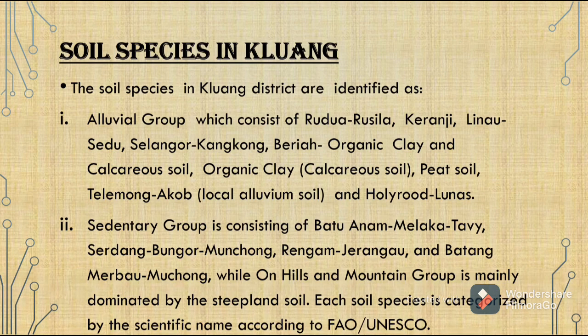Second, the sedentary group consisting of Batu Anam, Melaka-Tavy, Serdang-Bungor-Munchong, Renggam-Jerangau, and Batang Merbau-Munchong, while the hills and mountain group is mainly dominated by the steepland soil. Each soil species is categorized by the scientific name according to FAO or UNESCO.